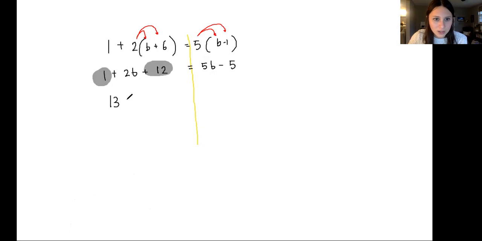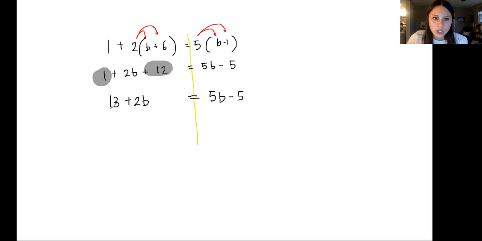Now I have 13 plus 2b equals 5b minus 5. See, I'm just doing one thing at a time. Don't get overwhelmed and try to do a bunch of stuff all at once. That's going to confuse us. So we're just going to do one thing at a time. I can combine this, so I'm going to do that, and then rewrite everything down.